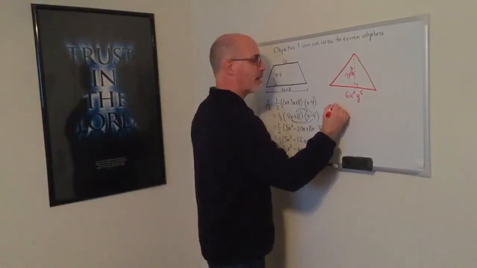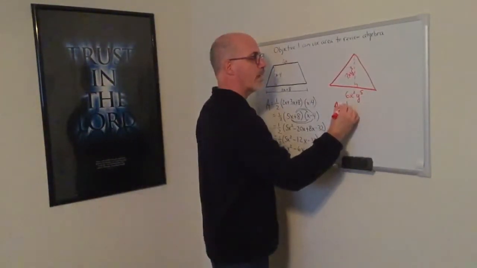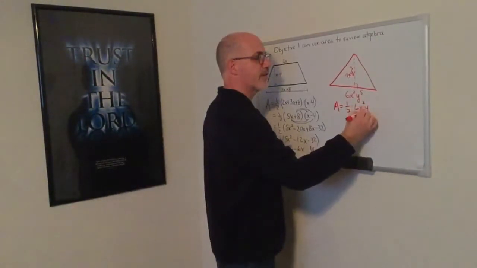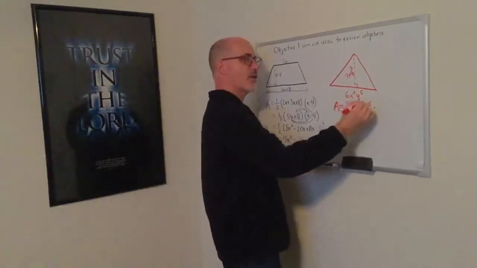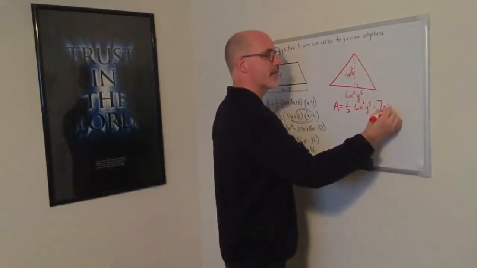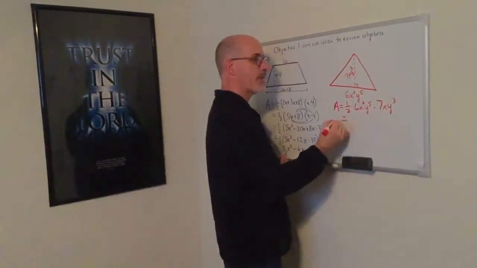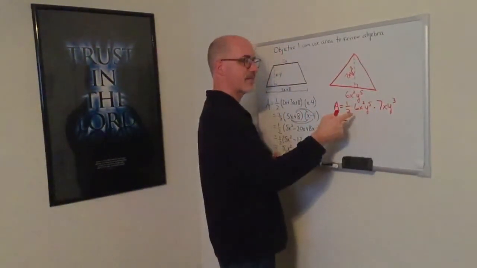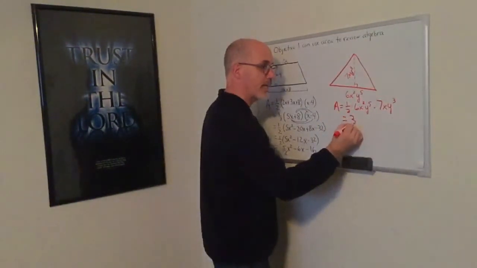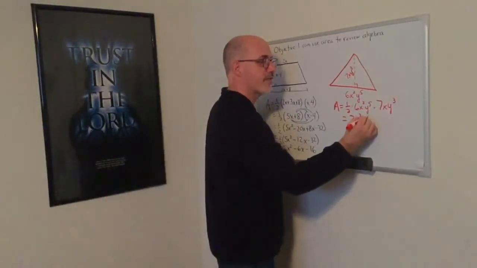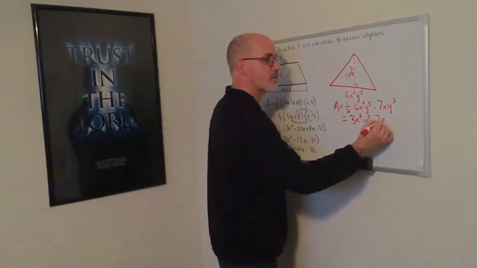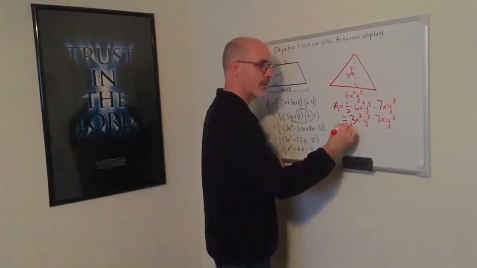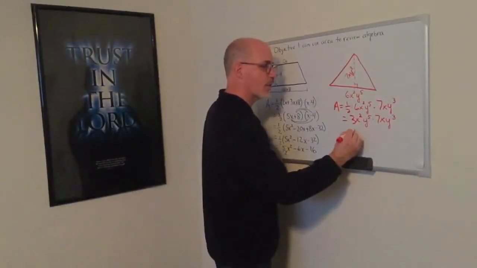To do this area, you take 1/2 the base, which is this 6x squared y to the 5th, times the height, which is 7xy to the 3rd. Let's multiply those together. I'm going to take 1/2 times this. 1/2 of 6 is 3. We still have x squared y to the 5th times 7xy to the 3rd. Now we multiply the numbers in front. 3 times 7 is 21.